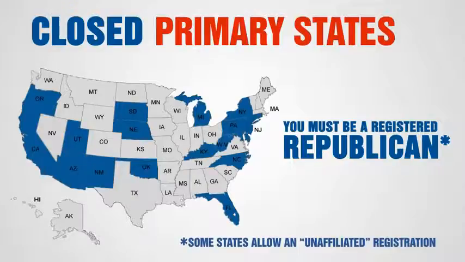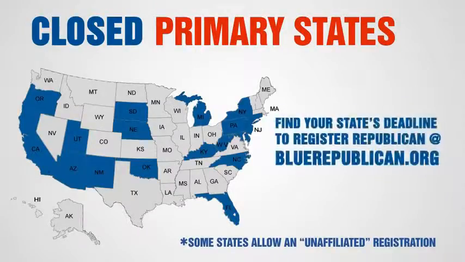In states with closed primaries, you will need to be registered as a Republican in order to vote for Ron Paul in the Republican primary. The deadlines to change your party affiliation to Republican differ from state to state, but some of these deadlines are many months before the primary, so if you live in one of these states, your most immediate concern should be changing your party affiliation to Republican. Deadline dates can be found at bluerepublican.org.